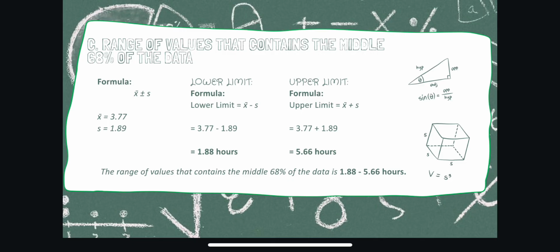Using the formula, we subtracted the standard deviation from the mean to get the lower limit and added the standard deviation to the mean to get the upper limit. The lower limit is 3.77 minus 1.89 hours, which is equal to 1.88 hours, while the upper limit is 3.77 plus 1.89 hours, which is equal to 5.66 hours. Therefore, the middle 68% of the students spend approximately between 1.88 hours and 5.66 hours per day on social media.